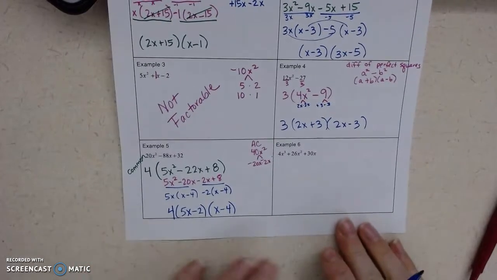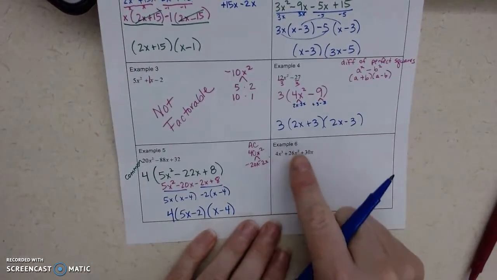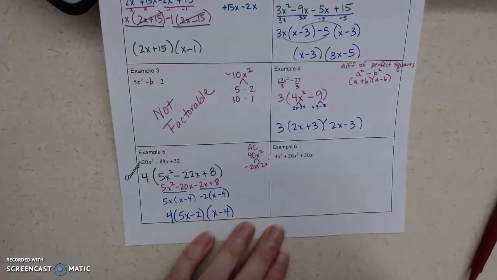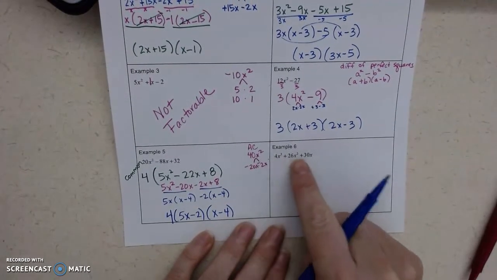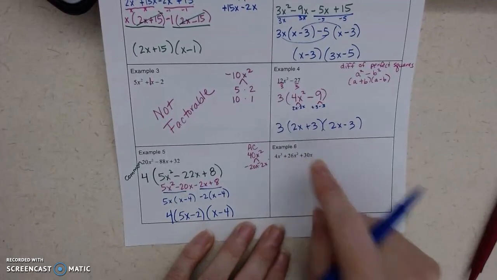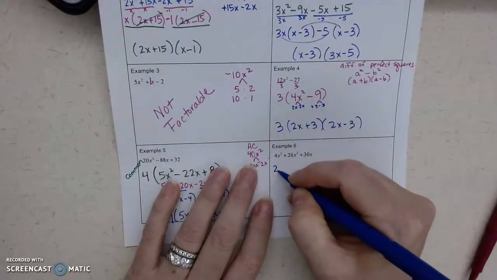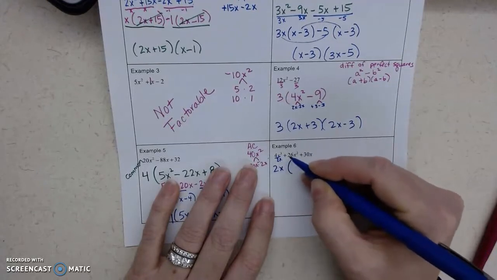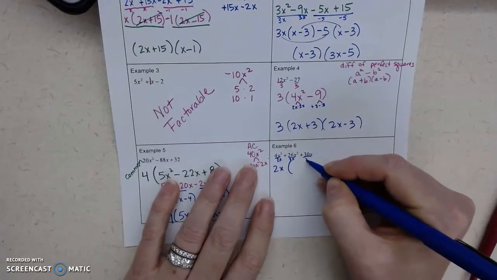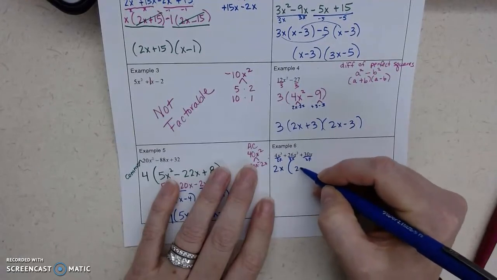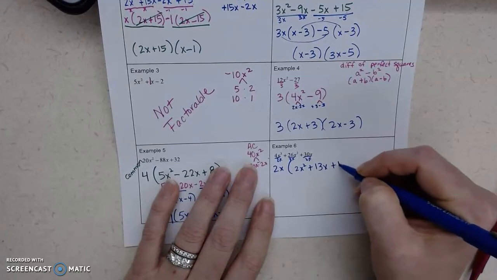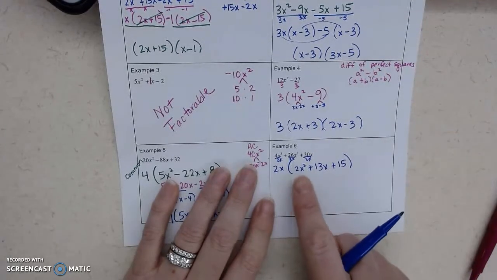All right, last one. Well, I see they all have an x in common, and that x cubed is kind of a hint. And I think just 2, because 26 doesn't divide by 4 or 30. So we're going to factor out a 2x. So if I divide by 2x, that's really what we're doing. We're left with 2x squared plus 13x plus 15. So this is another AC method.